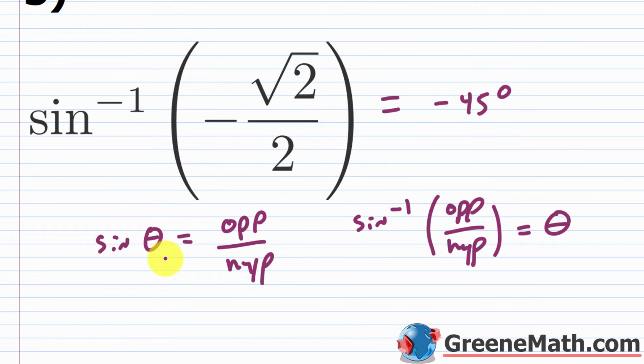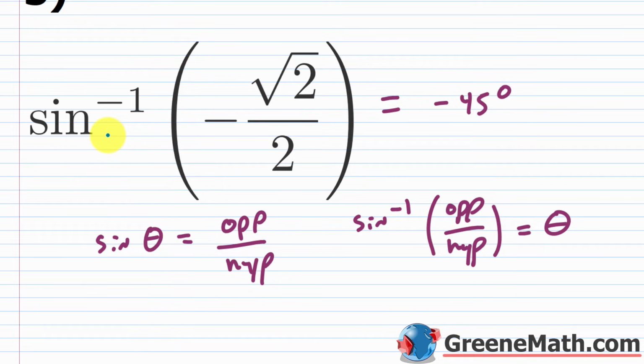It fails the horizontal line test. So what ends up happening is we have to restrict the domain of our sine function in order to get an inverse. And we're going to talk more about this later on. But essentially what's going to happen is if you get a positive answer from this guy, you're going to be in quadrant 1.